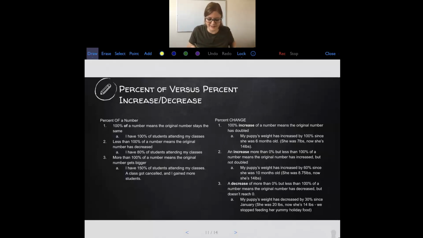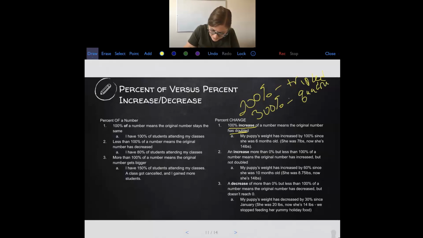So what we can take from this is looking at the top, 100% of the original means it has doubled. That means a 200% increase means it has tripled. Okay, a 300% increase means that it has quadrupled. Oops, and so on and so forth.